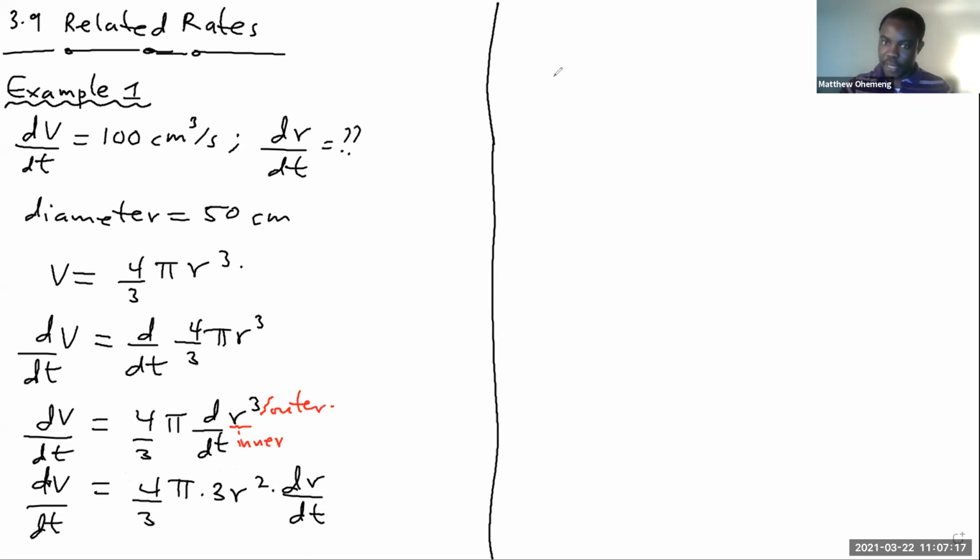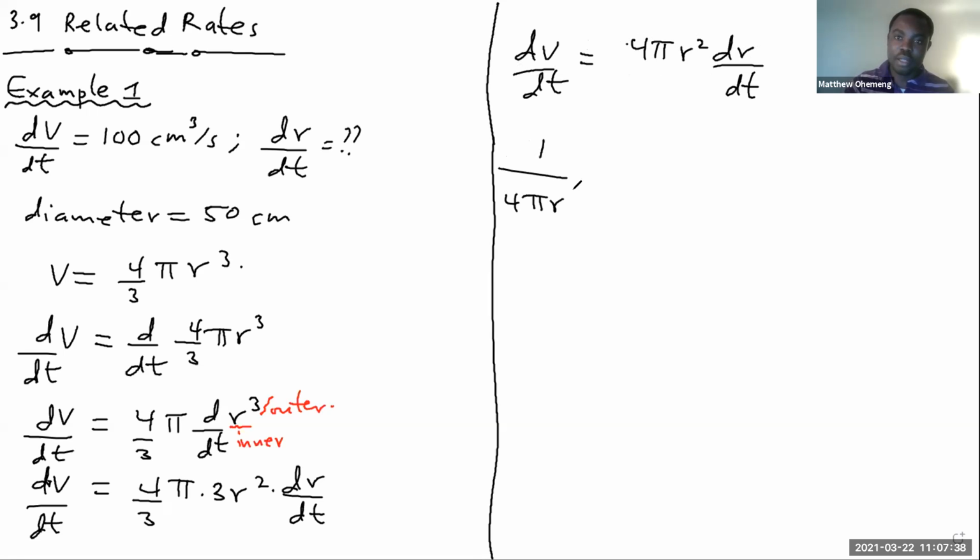Right, so simplifying the equation, you have dV over dt equal to 4/3 pi times 3 r squared dr over dt. The 3s will cancel out, so I have 4 pi r squared dr over dt. But the question is asking for dr over dt, so I'll just divide both sides by 4 pi r squared. That'll give me 1 over 4 pi r squared, times dV over dt, equal to dr over dt. So with this equation, I can now find dr over dt, right? And dV over dt is just 100.